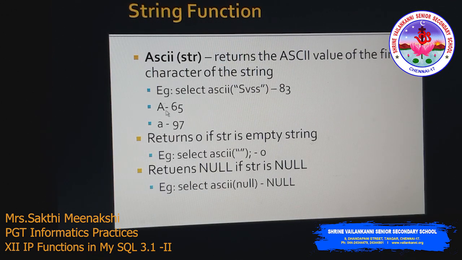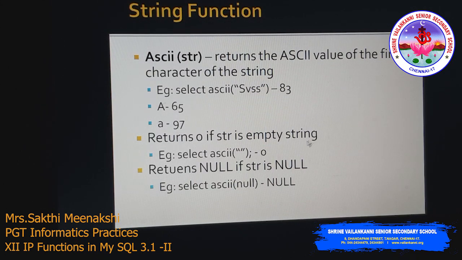You have to remember the capital A is 65 and small letter a is 97. This is the ASCII value for capital A and then small a. So you have to remember this thing. From this one you can arrive at the rest of the characters. This returns 0 if the string is an empty string. If you pass the empty string to ASCII, it returns a 0 value, and it returns null if the string is null. If you are passing a null value to ASCII, it returns null.